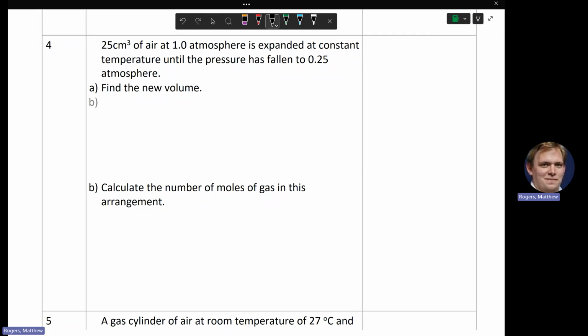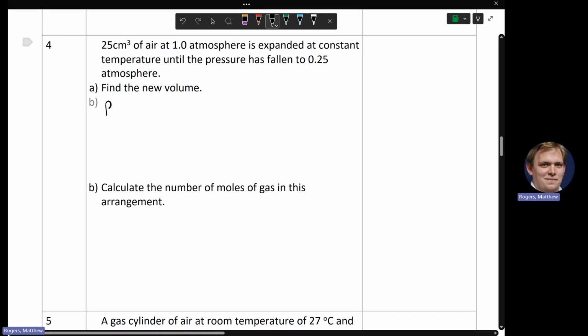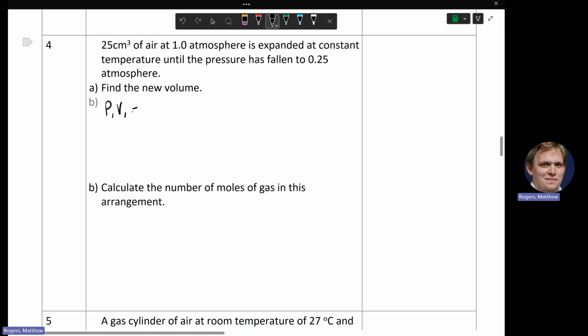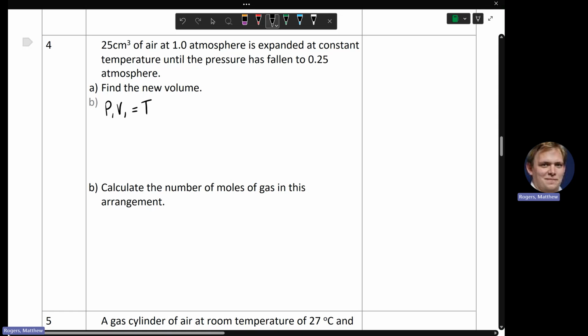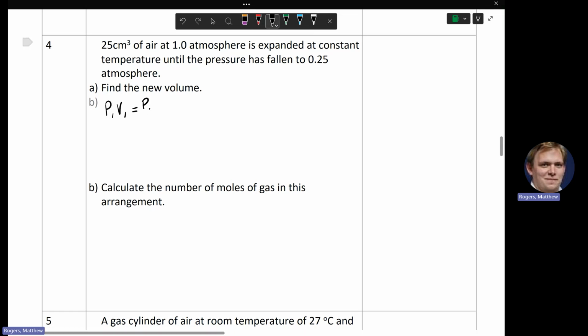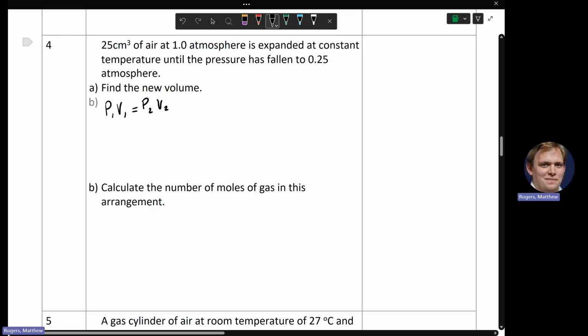Question 4. 25 centimeters cubed of air at 1 atmosphere is expanded at a constant temperature until the pressure has fallen to 0.25 atmospheres. Find the new volume. So again, we can just use the combined gas law, well, just Boyle's law, in fact. P1 V1 is equal to P2 V2. Here we're trying to find V2, which is just P1 V1 over P2.